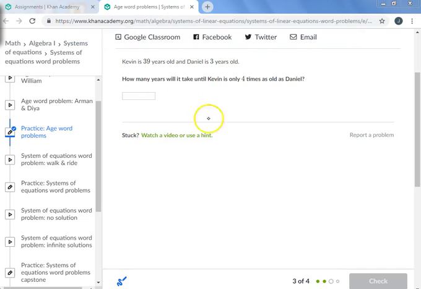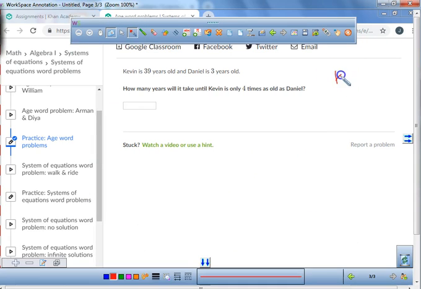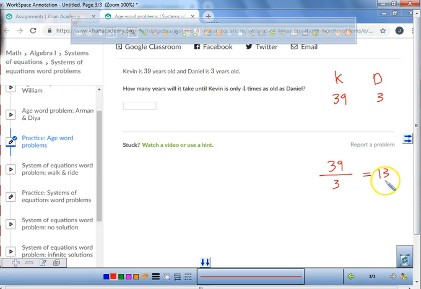All right, here we go. Kevin is 39, okay? And Daniel is 3. What is 39 divided by 3? Yeah, 13. So right now, how many times older is Kevin than Daniel? He's not 4 times, he's 13 times older. So we've got to reduce that to 4 times. Okay? So how many years will it take?